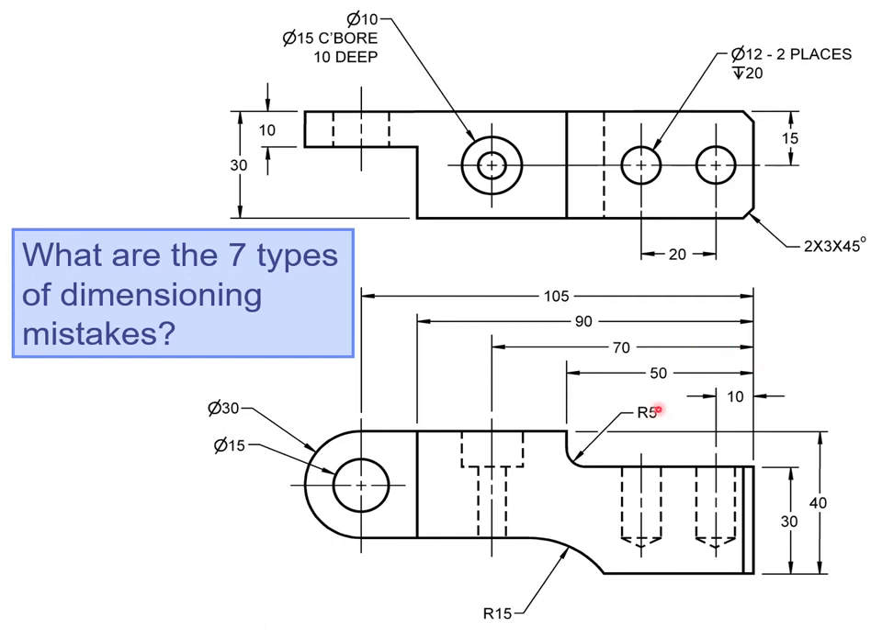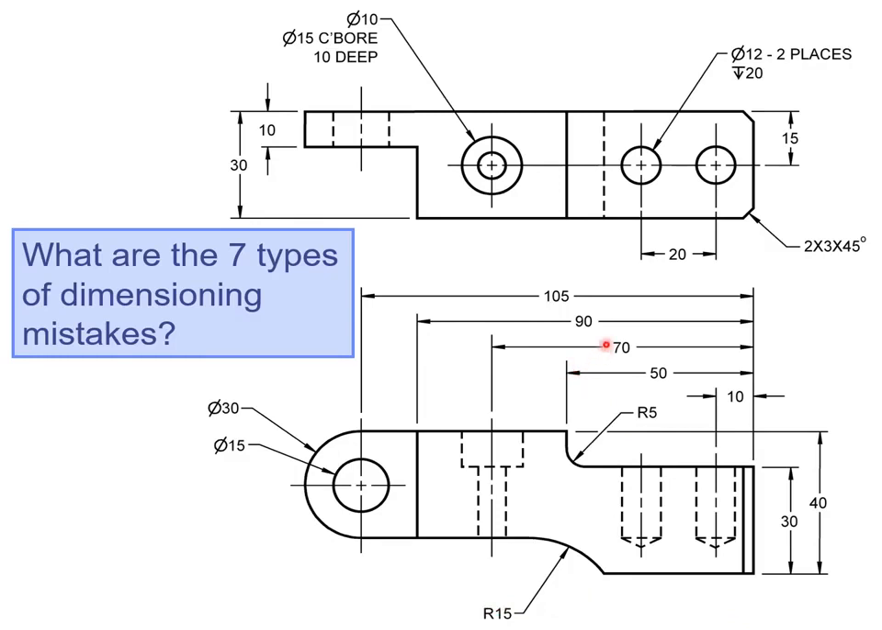Another mistake that we see here, maybe not a mistake, but something we are missing, is the location for this radius. Now we do have a radius here, but we don't know where this point starts. So either we need to come in and place a dimension here, or we need to put a center mark and dimension the location of that center mark with a horizontal dimension.